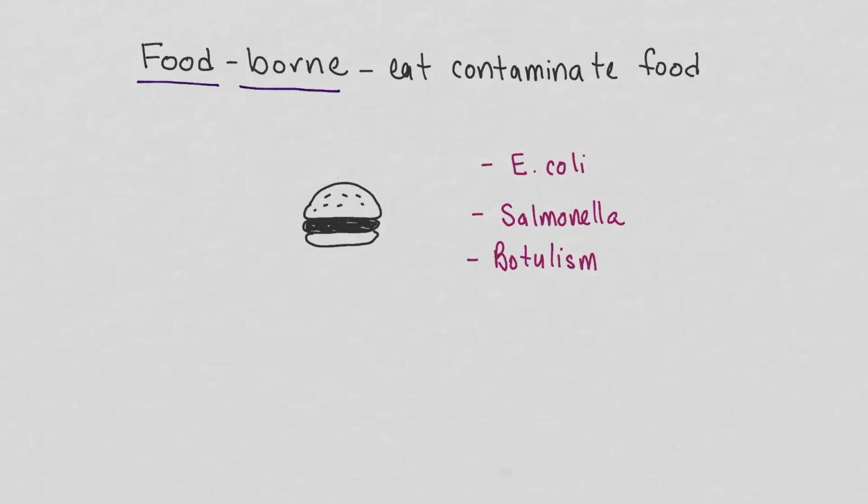Our next mode of transmission is also pretty self-explanatory. It's foodborne illness. So what happens is you eat contaminated food, you break it down, you digest it, but when you're doing that, you're ingesting a pathogen, and then you absorb it into your bloodstream through your intestines. So some examples of foodborne illnesses would be Escherichia coli, or E. coli, which often is found in contaminated meat.